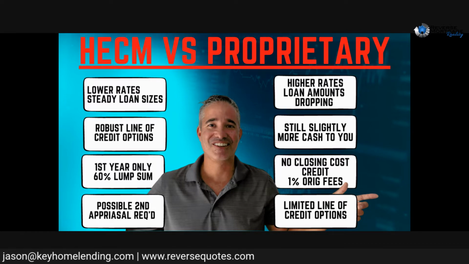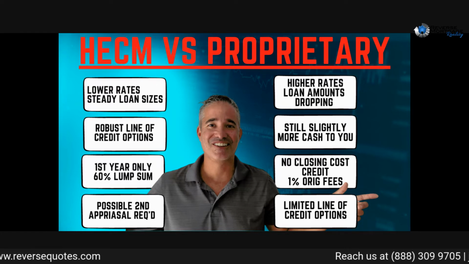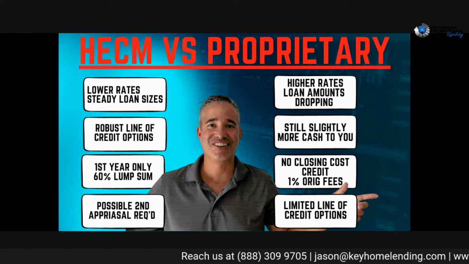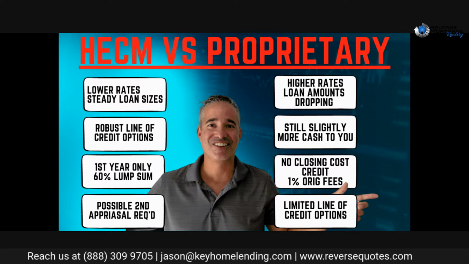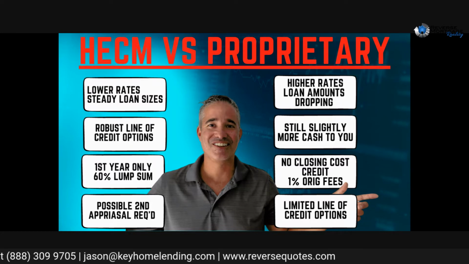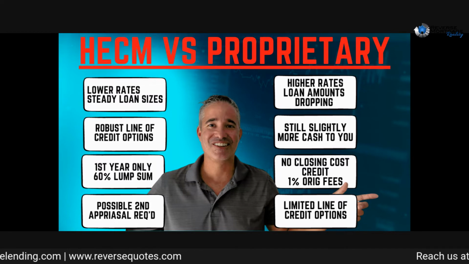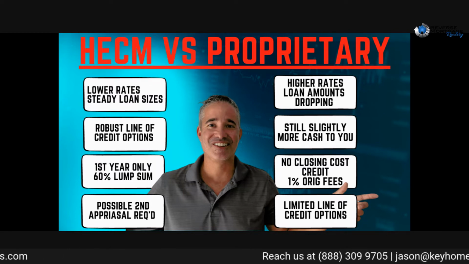So the HECM loan amounts have stayed steady, whereas the proprietary, again, because of that 1% origination fee to the lender now and not crediting the closing costs, the proprietary loan amounts are dropping. They have dropped about 1% this week. So HECM's got lower rates, loan sizes are steady. You get it. Next, HECM versus proprietary.